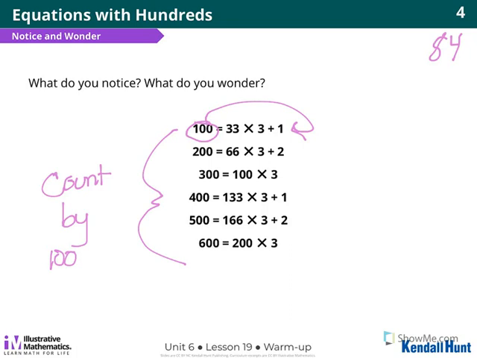Chase. That if it starts at 33 and then it goes 66 and then it goes 100 and then 133 and then 166 and then 200. Isn't that interesting? Okay, Vivian, what'd you notice? It's all multiplied by 3. They're all multiplying by 3. So our factor, they all have 3 as a factor, don't they?